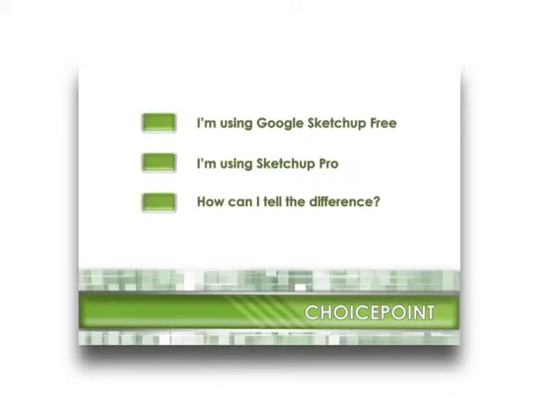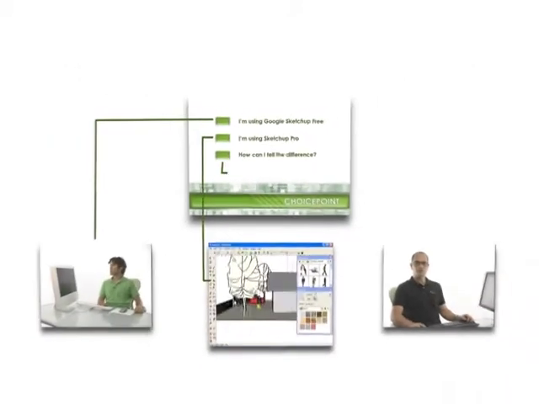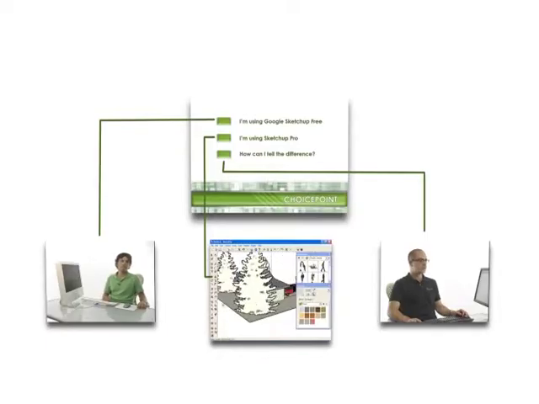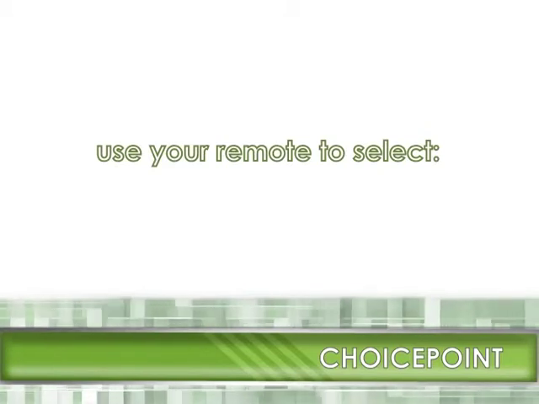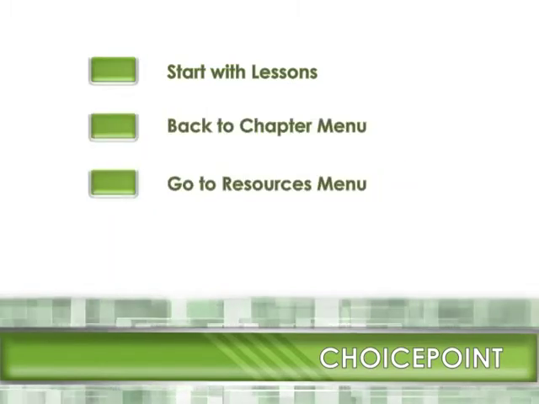Later in this video, there will be a few sections where you are asked to make a selection before you continue. Your decision will guide us to deliver information specifically tailored to your needs. These choice points will be just like this one, and you'll need to make a decision to continue. From here, you can choose to continue to Start with Lessons. You can go back to the Chapter menu, or you can take a look around the Resources menu. Enjoy your training and have fun.